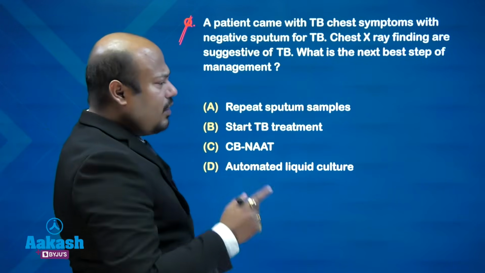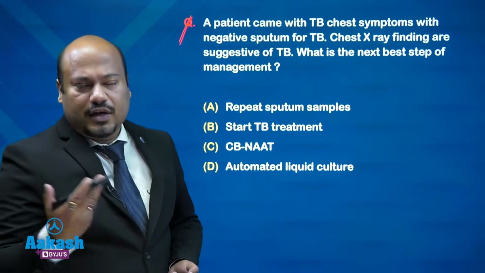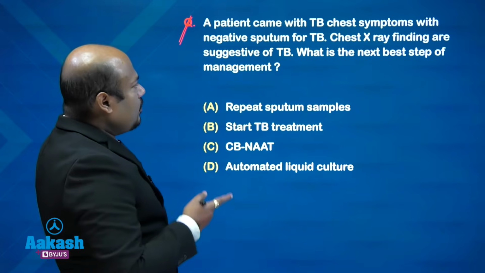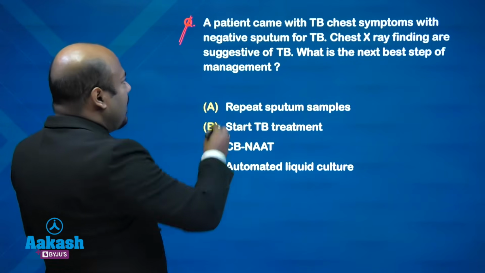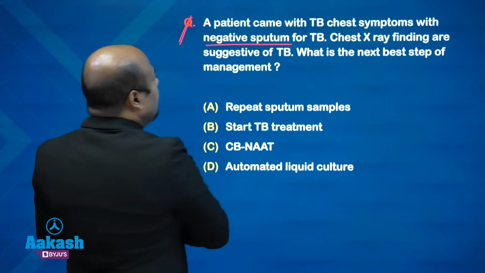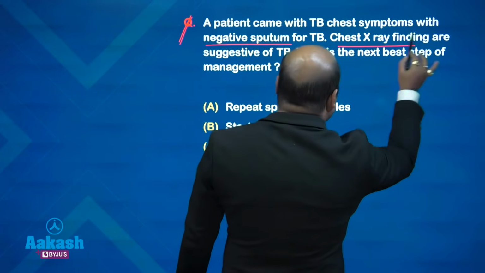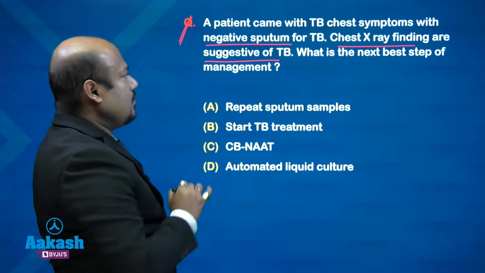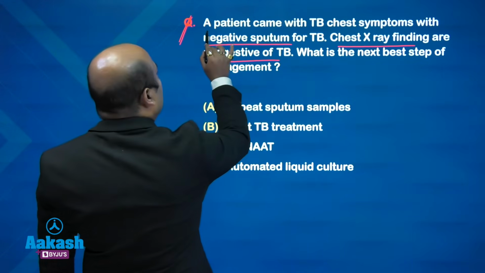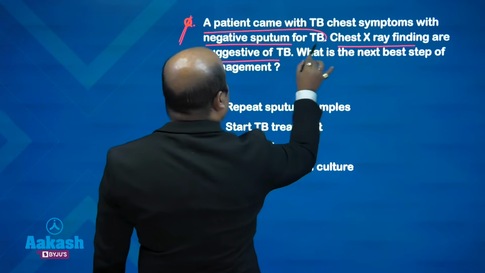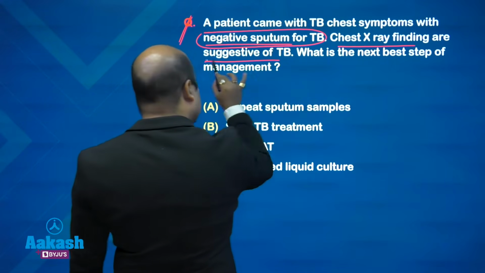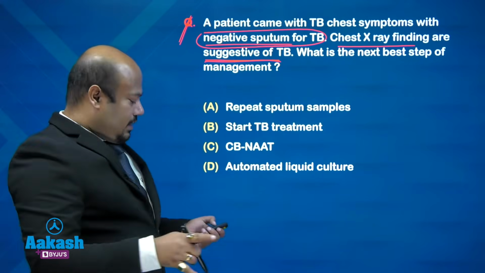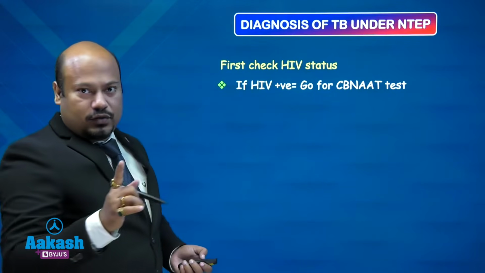Next question. Again, a very, very vital question. See, one question definitely you will get from the National Health Program. This time it was asked from NTP, National Tuberculosis Elimination Program. A patient came with chest symptoms and with sputum negative, but chest X-ray findings are suggestive of TB. What is the next best step? Okay. So what is the information given here? Sputum negative. Chest X-ray findings are suggestive. What is the next step? Before I tell you the answer, let's just go through the flow chart, a very vital flow chart.